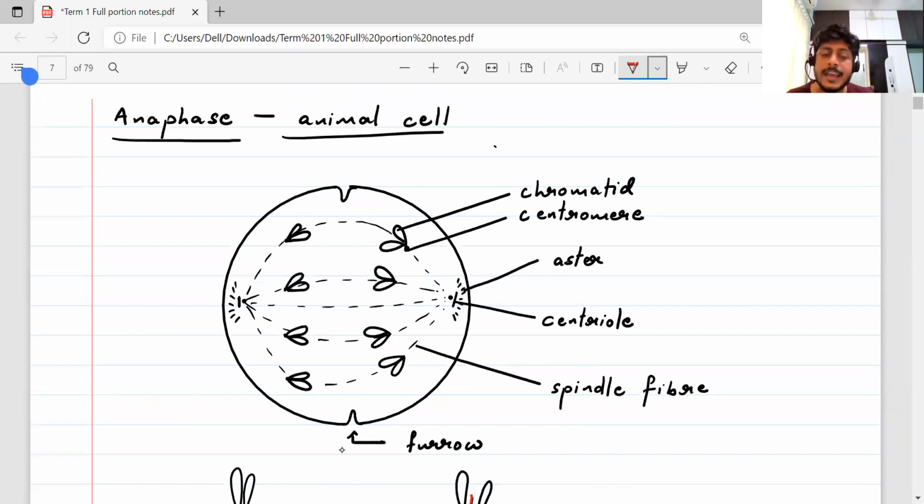And you can see a slight furrow beginning to form in the animal cell in late anaphase, but we do not study early and late, so we need not worry about it. We just study prophase, metaphase, anaphase, telophase. So you see that small furrow beginning. That small furrow is the beginning of cytokinesis, or the beginning of cytoplasm division in the cell.